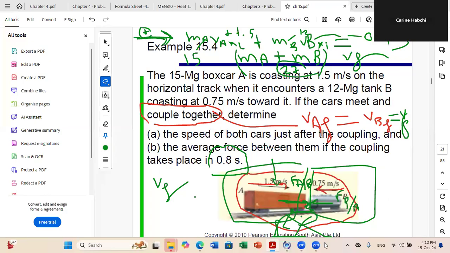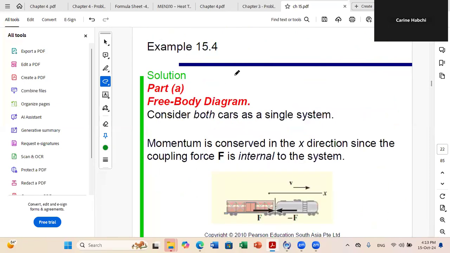Okay. So now the question is to find the average force between the two cores. So now to get this force, we need to cut here. We need to take A alone or B alone. For example, if I take A alone, okay? For A, what do I know?